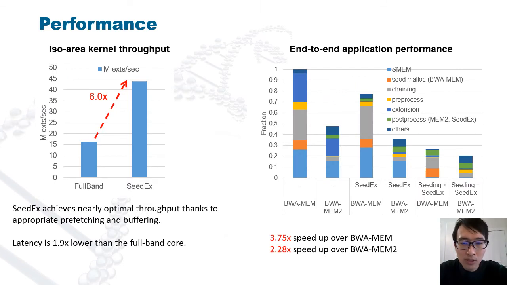Here we show our performance result. On the left we show iso-area kernel throughput. Due to reduced area, we achieve 6.0x throughput. SeedEx achieves nearly optimal throughput thanks to appropriate prefetching and buffering. The latency is 1.x lower than the full-band design because register initialization and result accumulation time scales proportionally to the band size. On the right, we show end-to-end application performance. SeedEx and ERT achieve 3.75x speedup over BWA-MEM and 2.28x speedup over BWA-MEM2.